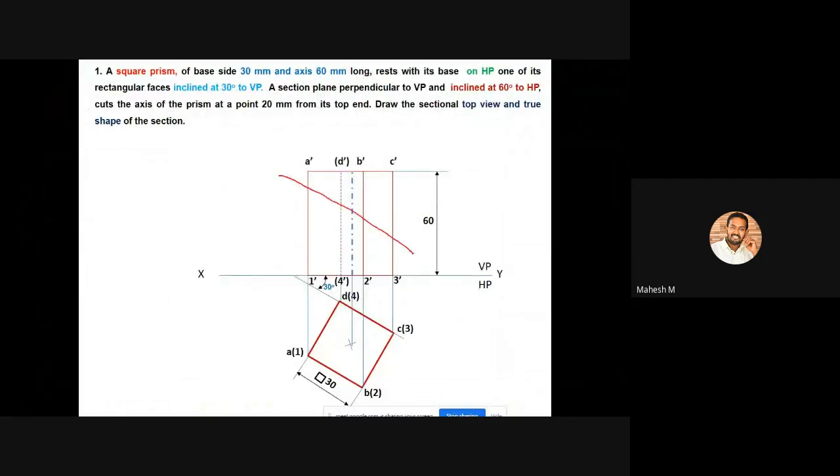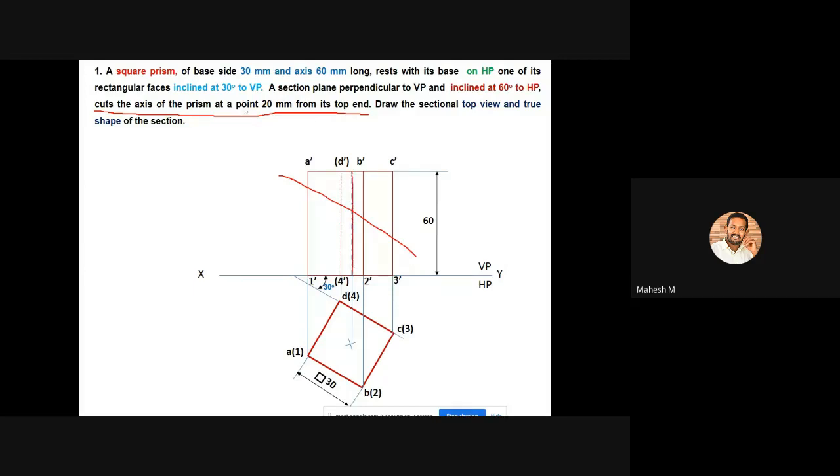So you can create an inclined plane with an angle of 60 degrees. Then please read out the rest of the conditions. Cut the axis of the prism at a point 20 mm from its top end. So this is our axis, right? This one is our axis.